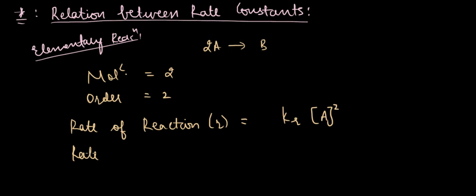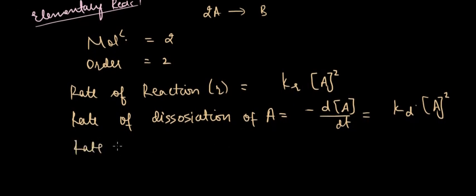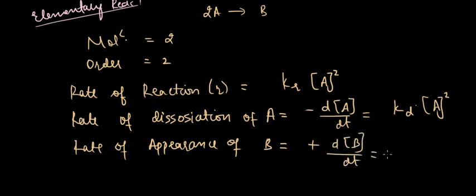And what would be the rate of dissociation of A? So rate of dissociation of A would be minus dA by dt, which is minus d concentration of A by dt, which would be equal to, let's say, Kd times A to the power 2. And rate of appearance of B would be plus dB by dt, which can be written as Ka times A square.